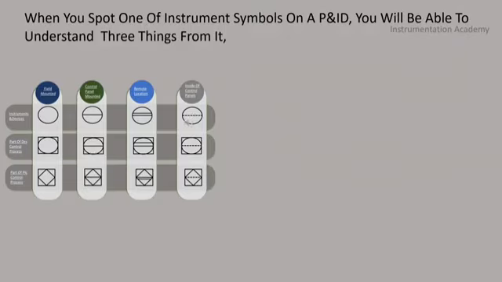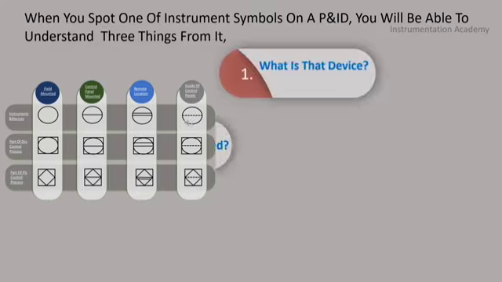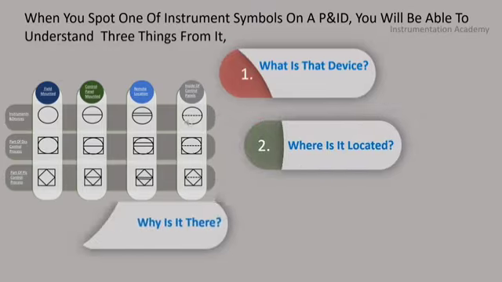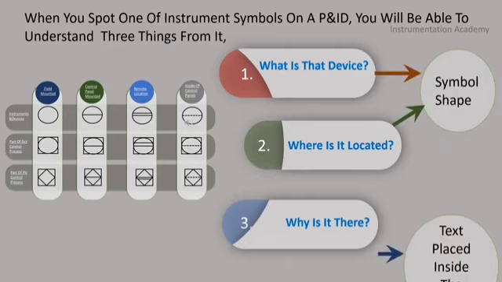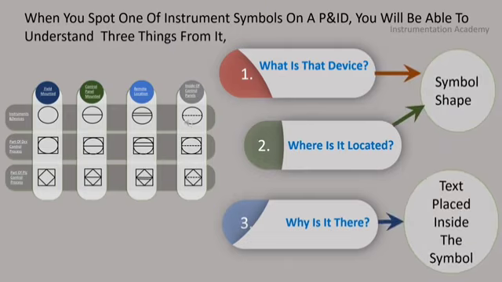When you spot one of these symbols on a P&ID, you will be able to understand three things from it. Number 1, what is that device? 2, where is it located? And number 3, why is it there? The what and where aspects can be determined by the symbol shapes. The why part comes from the text placed inside the symbol. This text is known as instrument tag number.